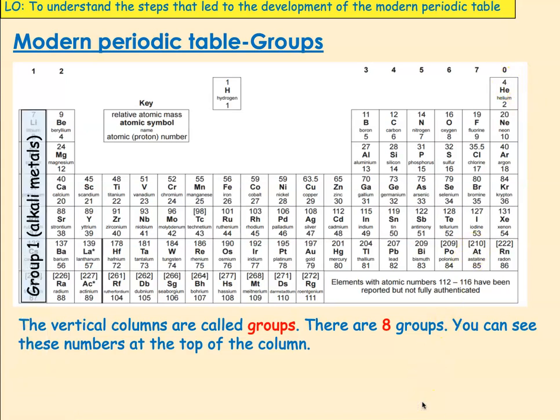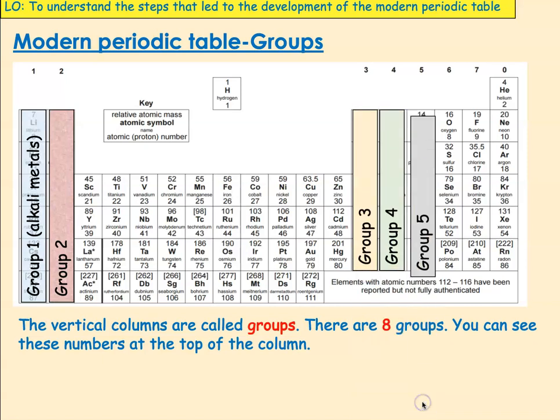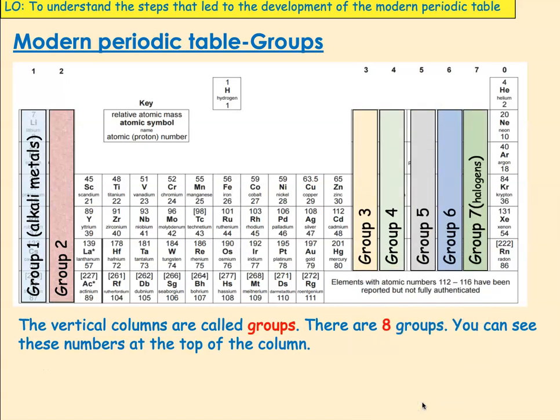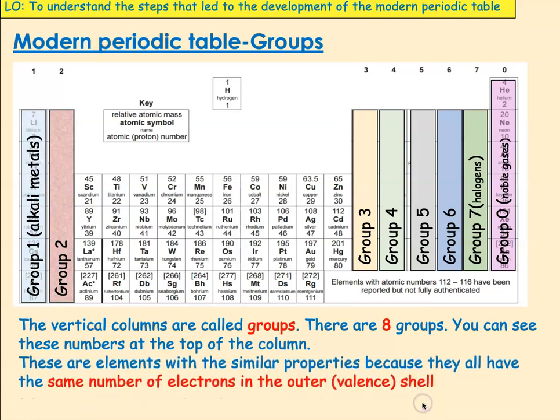The first one we need to study in detail is the alkali metals. Then we've got group 2, group 3, group 4, group 5, group 6, group 7, which we need to look at in more detail, and group 0, which we also have to look at. Okay, now what do they tell us? Well, they tell us how many electrons are in the outer shell of that element. So, for instance, all of group 7 have 7 electrons in their outer shell, and all of group 1 have 1 electron in their outer shell.